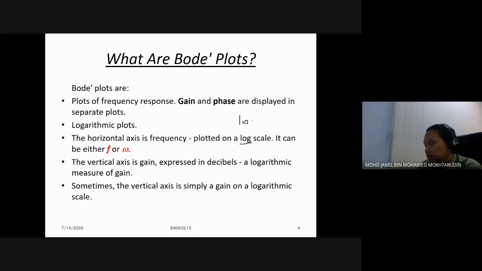Usually log 10. In your calculator we have log 10. And then the vertical axis we use for gain, described in decibel. For decibel we use 20 log 10. So for frequency we use log 10, and for decibel we multiply by 20. So why 20 log 10? That's decibel. I don't know why. Maybe you need to read from Wikipedia.